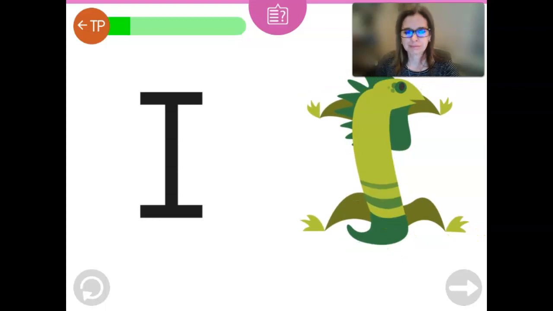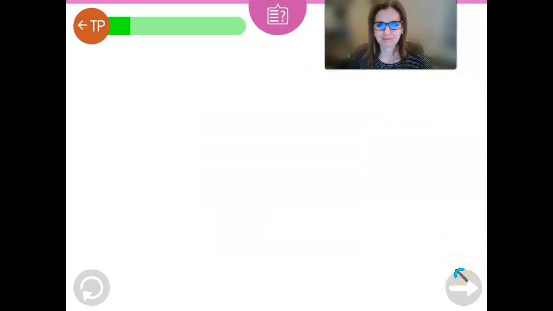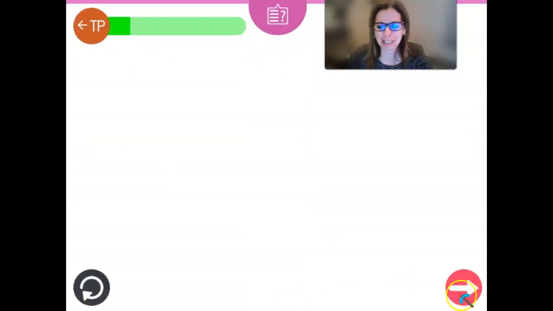The iguana sound says iguana. So there went my sounds, and remember, they didn't go away, they're just in my pocket chart. Let's get started on today's lesson, shall we?